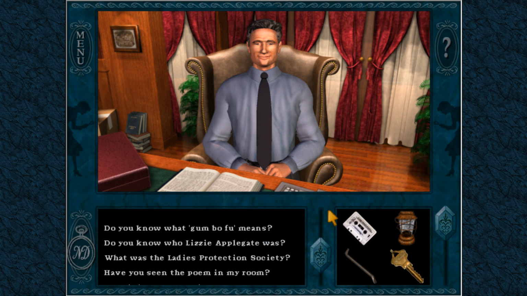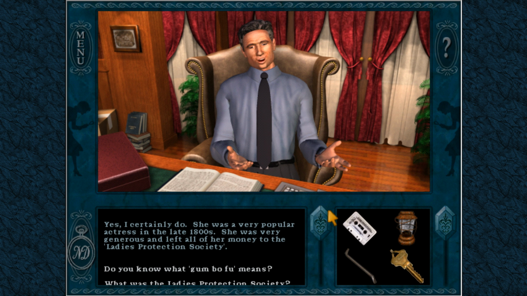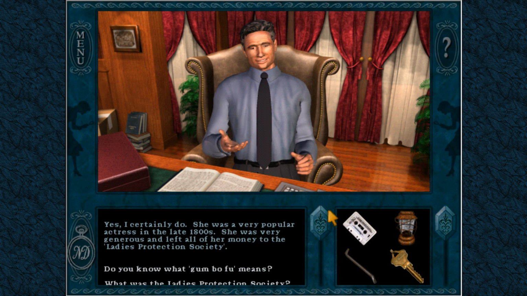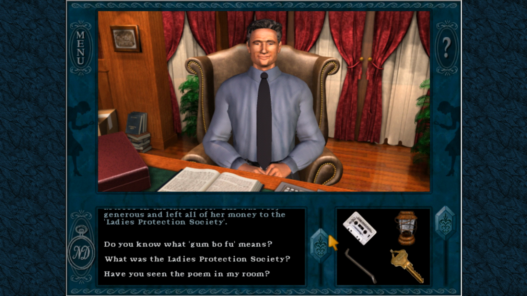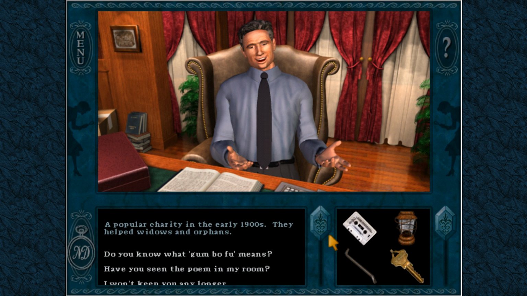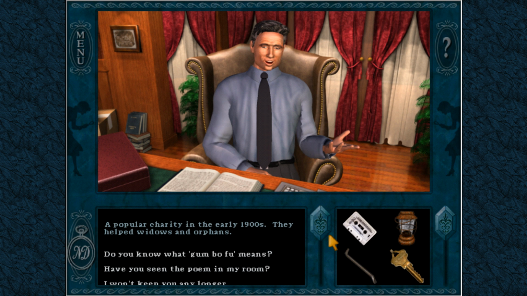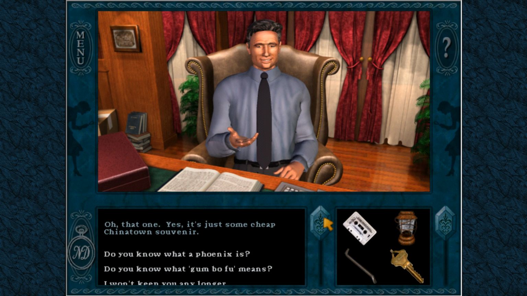Do you know who Lizzie Applegate was? Yes, I certainly do. She was a very popular actress in the late 1800s. She was very generous and left all of her money to the Ladies' Protection Society. What was the Ladies' Protection Society? A popular charity in the early 1900s. They helped widows and orphans. Have you seen the poem in my room?